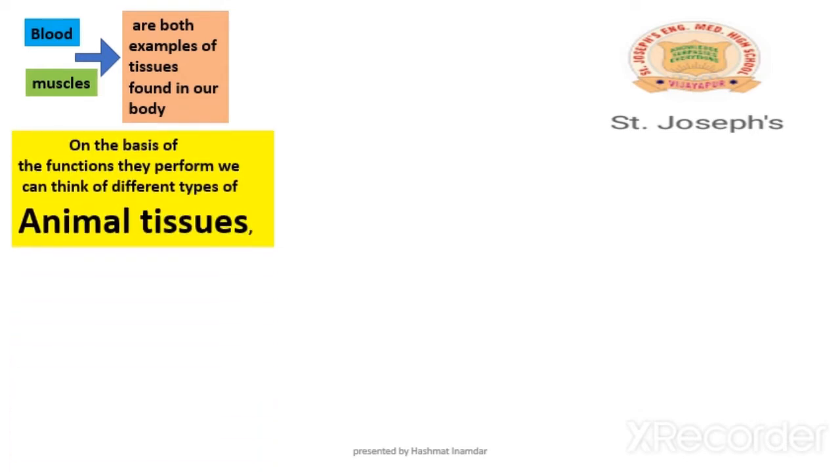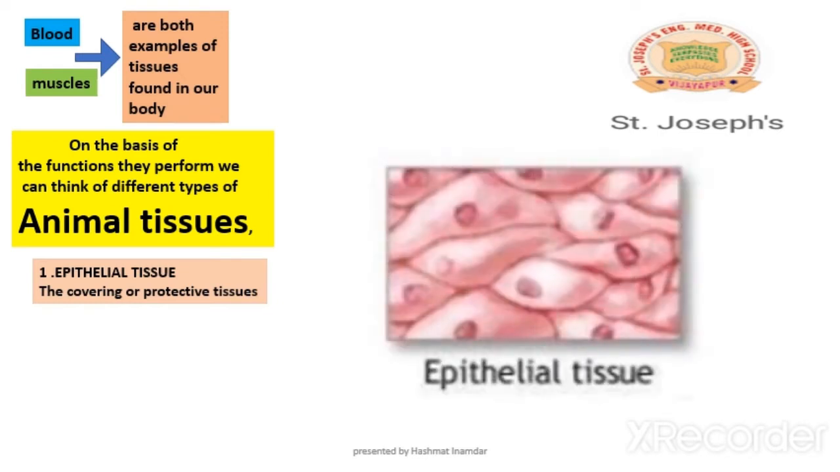On the basis of the functions they perform, we can think of different types of animal tissues. There are 4 different functions of the animal tissues. We can broadly categorize into 4 functions. According to that, animal tissues are differentiated into 4 types. The first one is the epithelial tissue, and the epithelial tissue provides the covering or the protection in our body. It is a protective tissue.